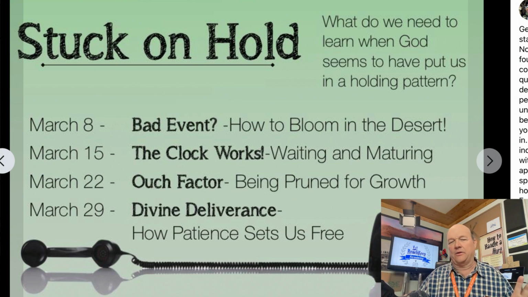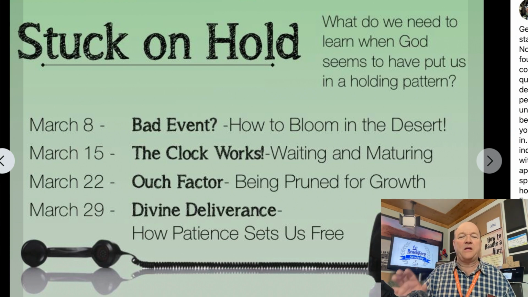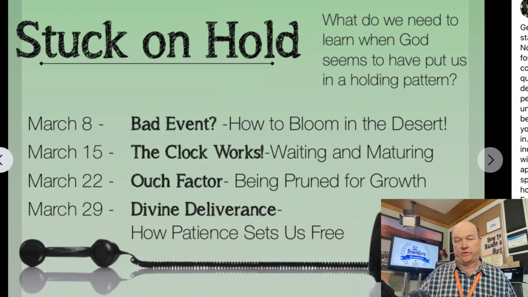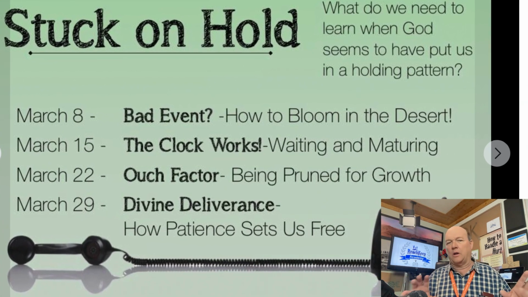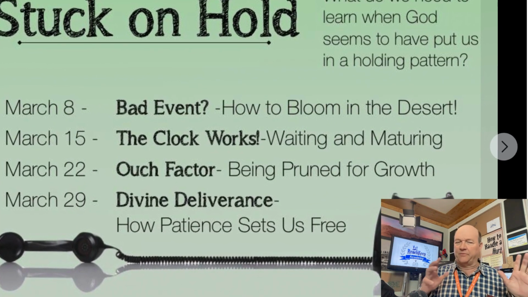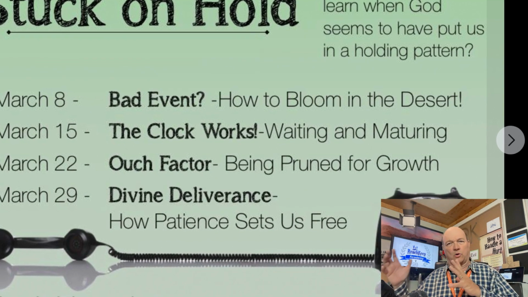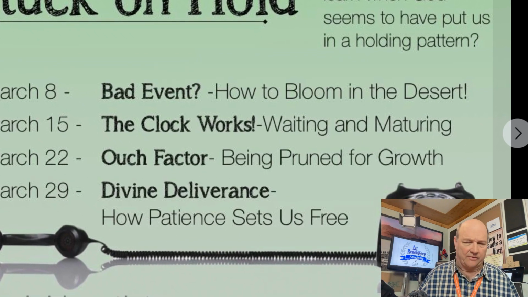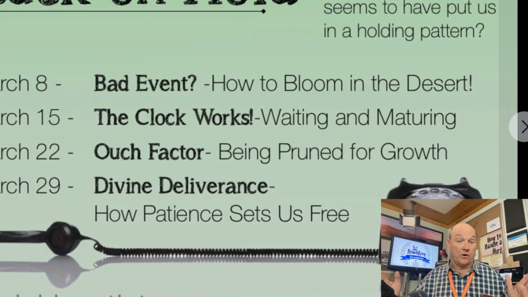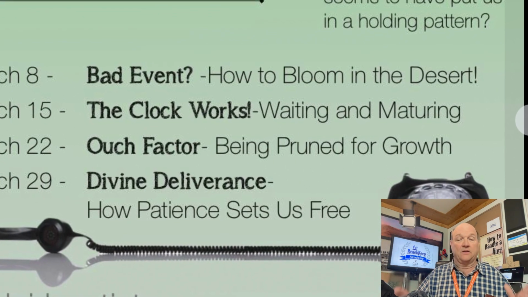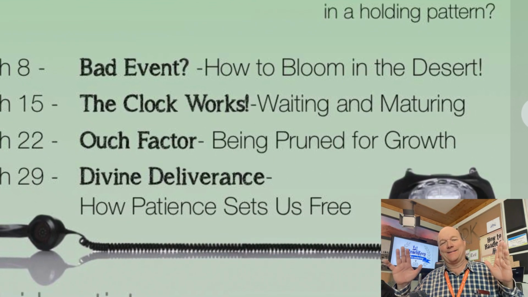And there's fear factor and a lot of different things that deal with the word factor. So ouch factor kind of stuck out when we created this one, and it says being pruned for growth. This was the whole idea of Moses and some things he had done wrong, and he was pruned. We went into John 15 and how pruning is very good for you. And then the last one is called divine deliverance.